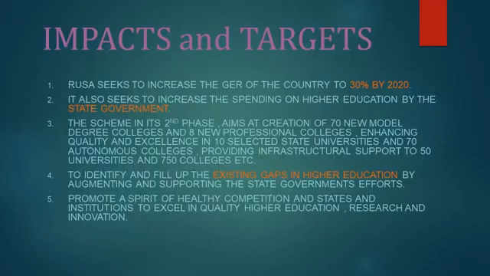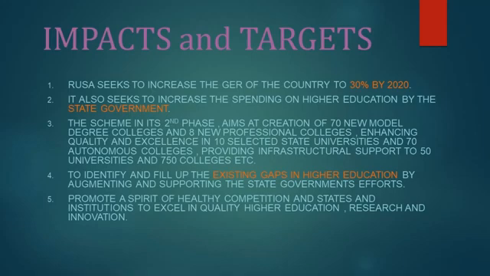Now let us see the impacts and targets of RUSA. It seeks to increase the GER, that is the gross enrollment ratio, to 30% by 2020. It seeks to increase the spending on higher education by the state government. So what we have to note here is that previously we were discussing the spending of the center. Here we are discussing the spending of the state.